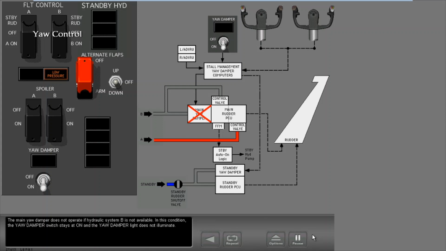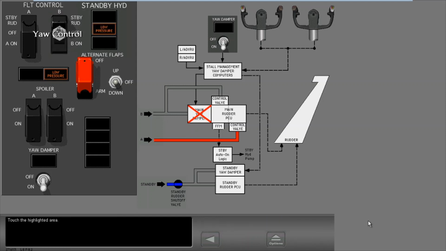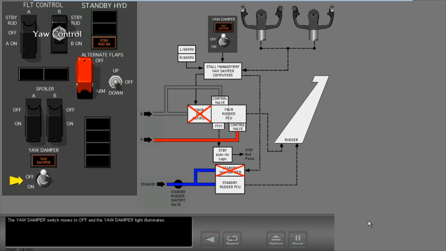The main yaw damper does not operate if hydraulic system B is not available. In this condition, the yaw damper switch stays at on and the yaw damper light does not illuminate. Move the System B flight control switch to standby rudder. The yaw damper switch moves to off and the yaw damper light illuminates. The yaw damper cannot be engaged when only System B is inoperative.